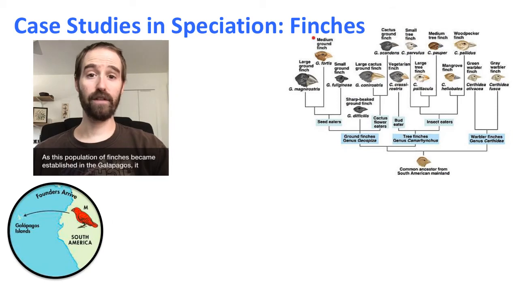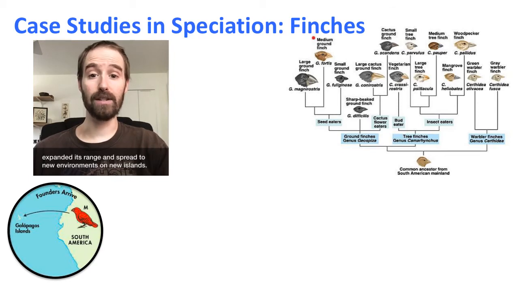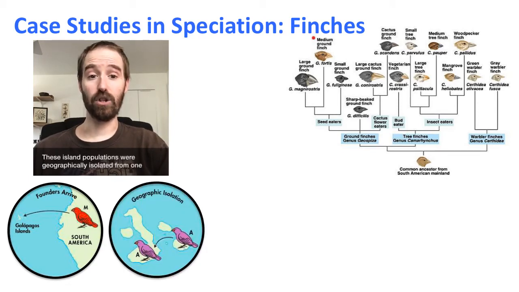As this population of finches became established in the Galapagos, it expanded its range and spread to new environments on new islands. These island populations were geographically isolated from one another, and therefore reproductively isolated, because finches were far more likely to mate with other finches that lived on the same island than they were to mate with finches that lived on different islands.